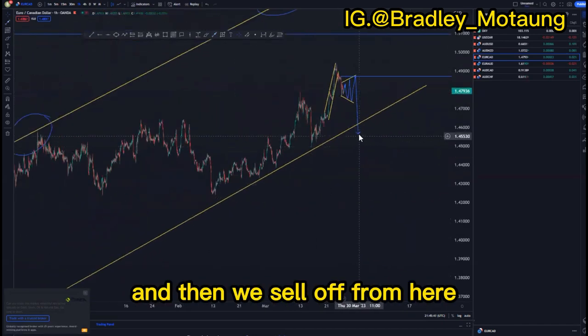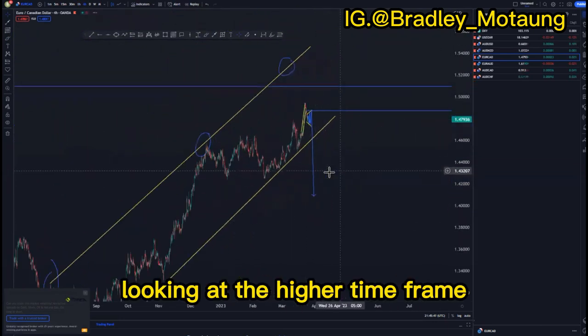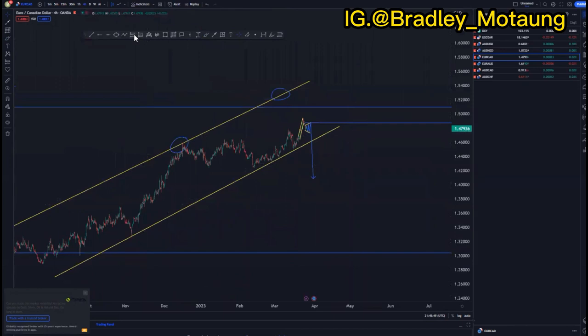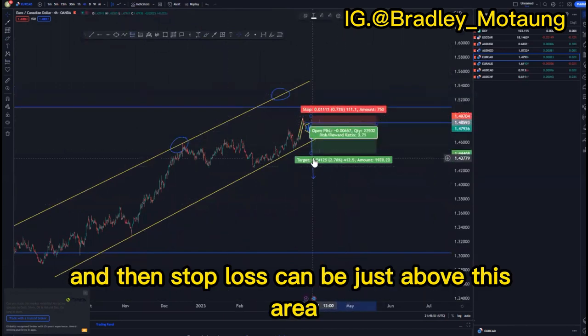And then we sell off from here up until the overall targets, looking at the higher time frame. So let's say we sell off from this point, and then the stop loss can be just above this area.